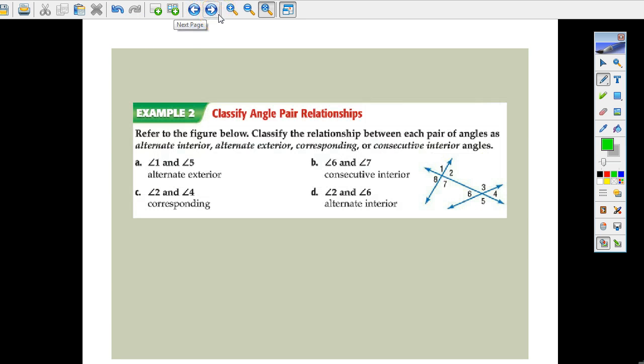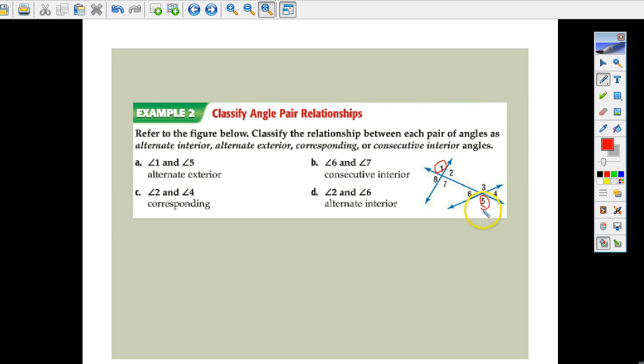Alright, in order to classify, refer to the figure below. Classify the relationship between each pair of angles as alternate interior, alternate exterior, corresponding, or consecutive interior angles. Alright, so here, angle 1 and 5. They're alternate exterior. They're on the outside, and it's not the very next one, you're skipping one.